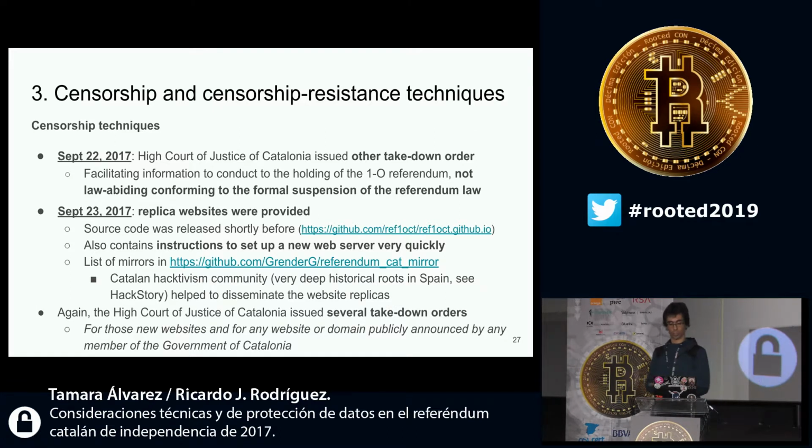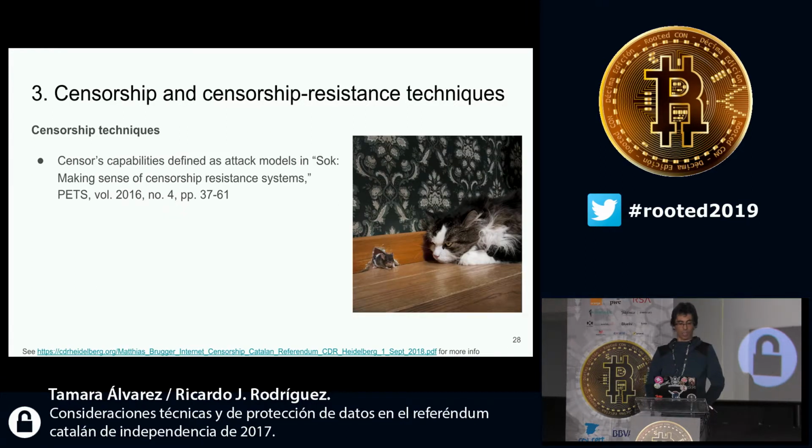And what happens again? Well, the High Court of Justice issued several takedown orders to block access to these web pages, if they were connected with these websites or all of the domains that were made public by any member.